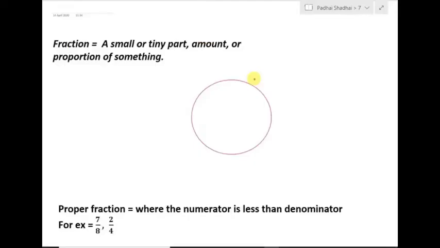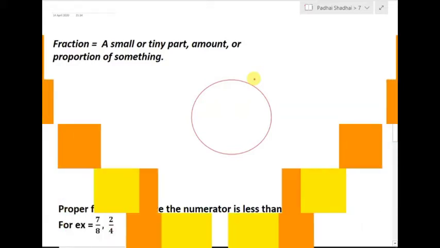Today we are going to start chapter 2, fractions, of standard 7. Fractions, beta, you have learned in earlier standards also, but we will still revise what a fraction is. So let us see what the fraction means. Here I have given you a definition of fraction.